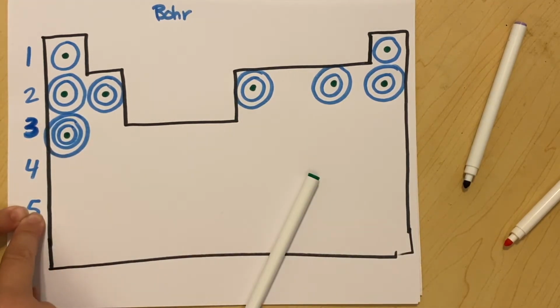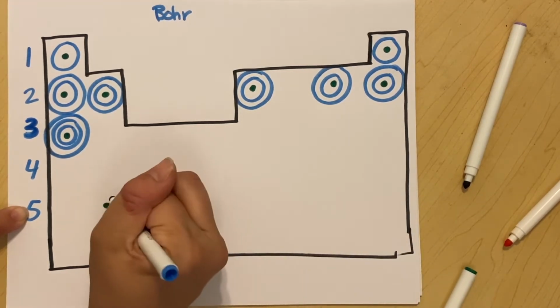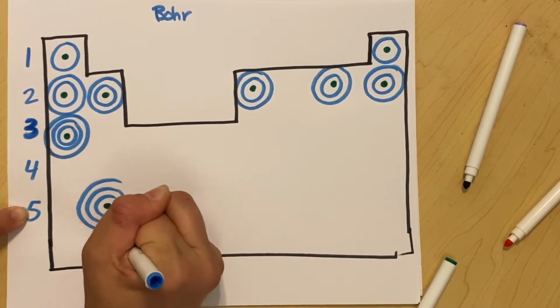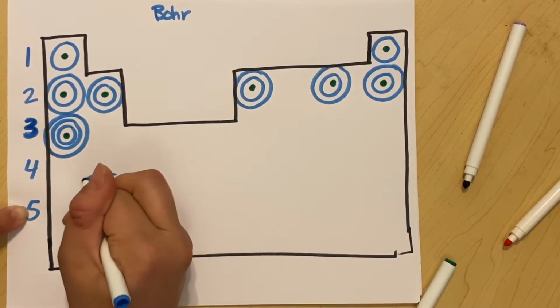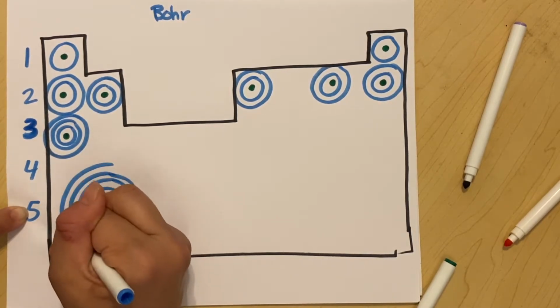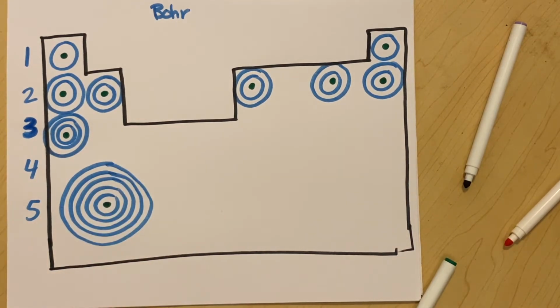If I'm somewhere on the fifth period, okay, I'll draw it over here just so I have space. I'm gonna have 1, 2, 3, 4, and 5, 5 electron shells, okay? Hopefully this concept makes sense.